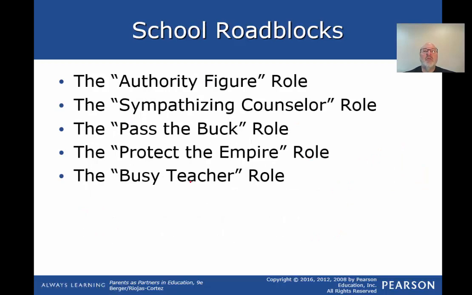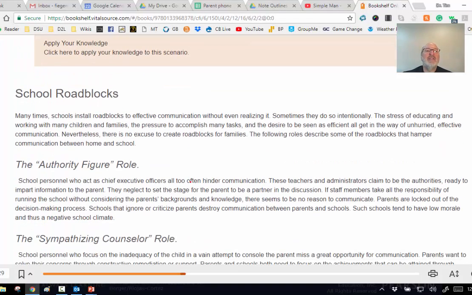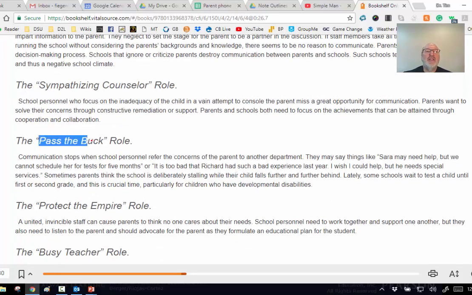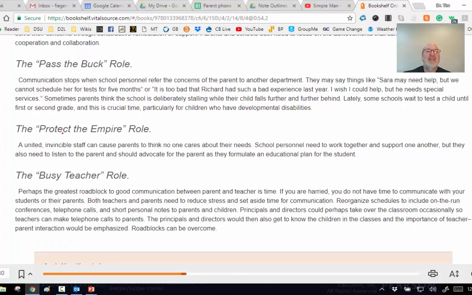Okay, so that will be here. And now here's the school roadblocks. Here's the things we do. And let's just be careful that we're aware of them. First of all, this authority figure thing that we use over them, or the sympathizing counselor, or here's one that's more common: pass the buck. That's the principal, or that's the guidance counselor, or that's the PE teacher. That's somebody else. That's nothing to do with me. And then protect the empire, meaning you're too young to understand this, or too inexperienced to understand this.